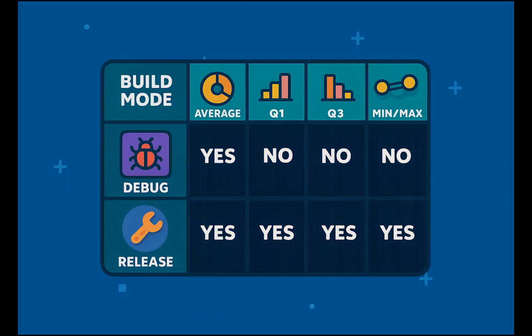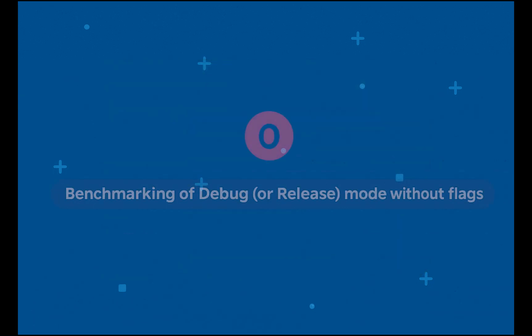As a summary, benchmarking the release mode with the special flags will return detailed statistical results. On the contrary, benchmarking the debug mode with the special flags will run fewer tests and only return the average. Finally, benchmarking either the debug mode or the release mode compiled without any flags will always return 0.